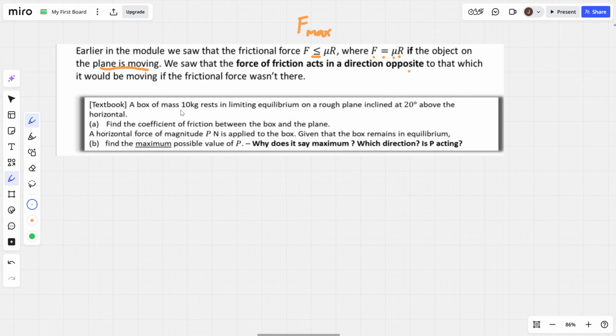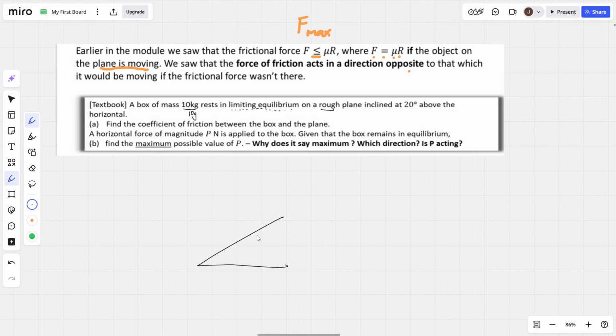So a box of mass 10 kilograms, so that's going to be 10G in the world of force diagrams, rests in limiting equilibrium. This phrase, limiting equilibrium, is a guide that it's right on the point of moving. So that's quite an important phrase. On a rough plane, so a rough plane means we have friction, 20 degrees above the horizontal. So what's this really going to look like then?